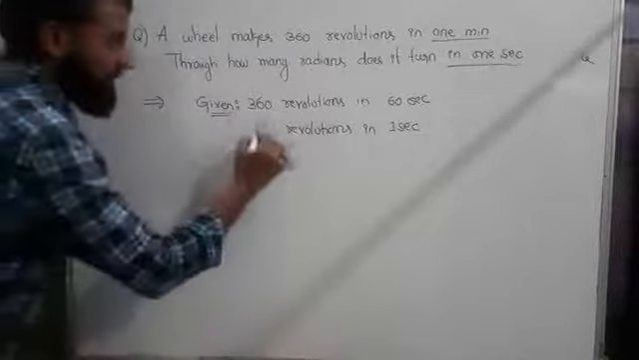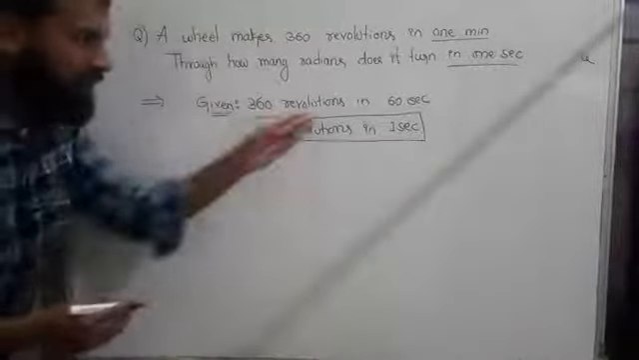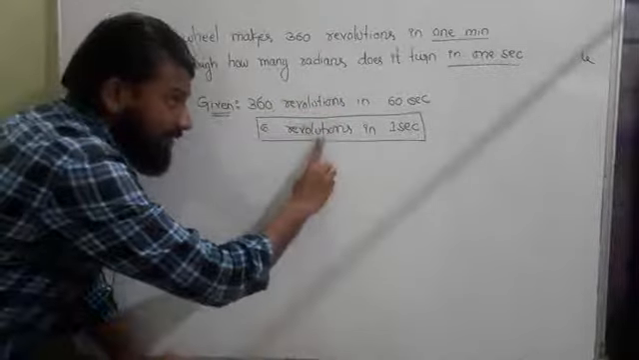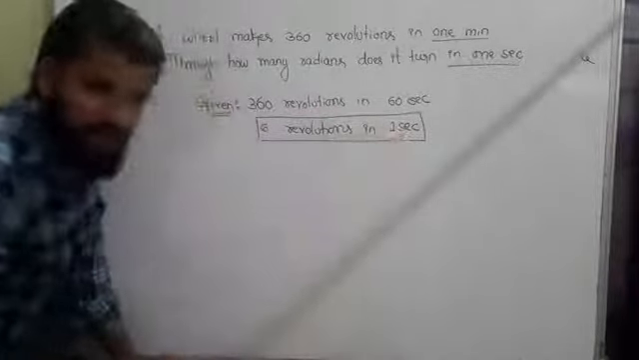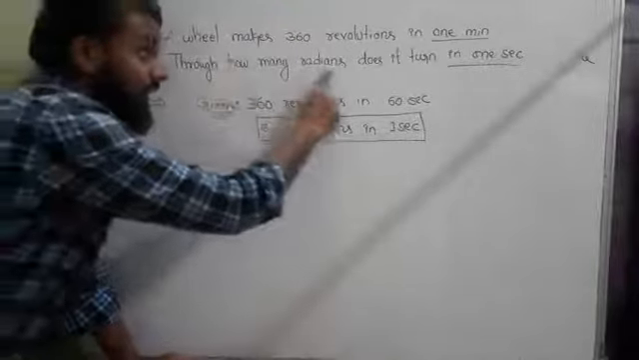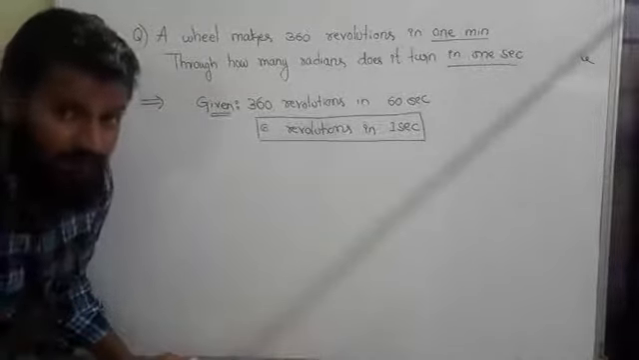Now let's use this statement for our reference. Both are one and the same. They have given in minutes, I convert it into seconds. So 6 revolutions in 1 second. But the question is, through how many radians? Now they want how much angle it has covered.